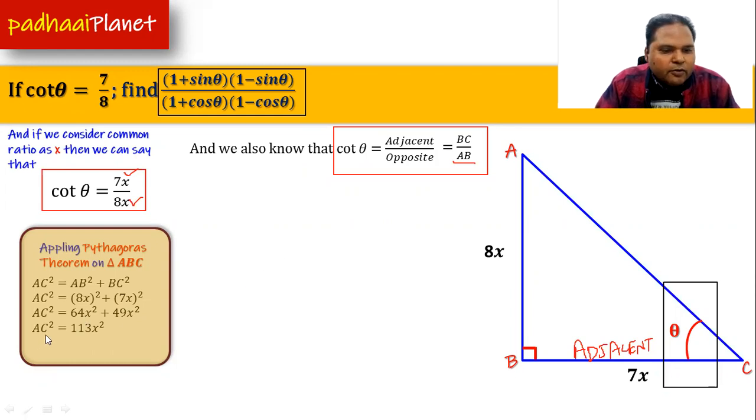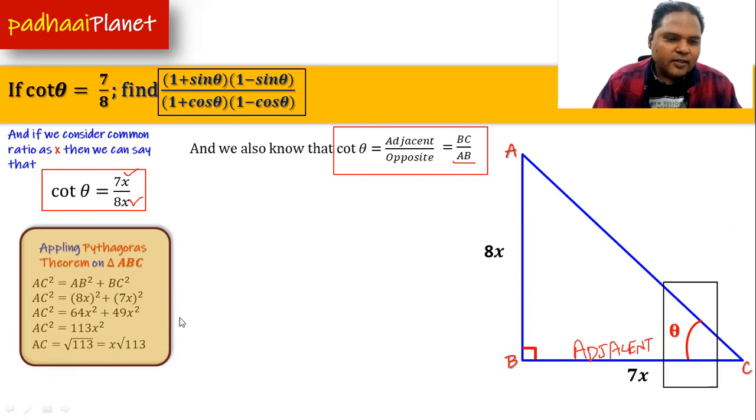Now this is the value of AC square. To calculate AC, it's very simple. We will simply take x root 113, right? So that's the value of AC. We have got this thing here, and this is the value of AC. So we have calculated the value of AC also now.